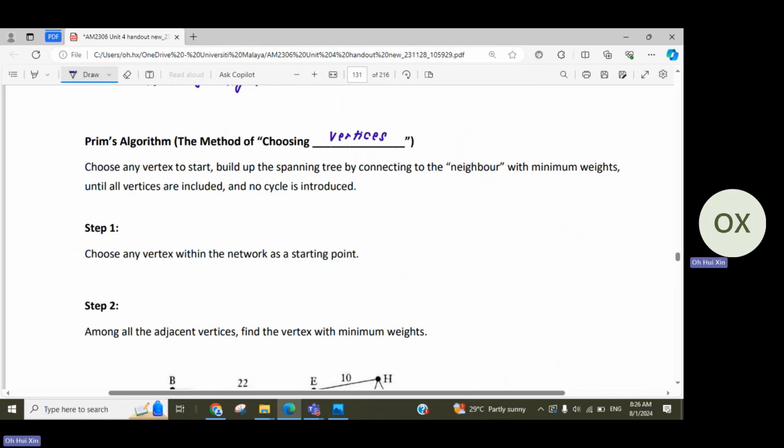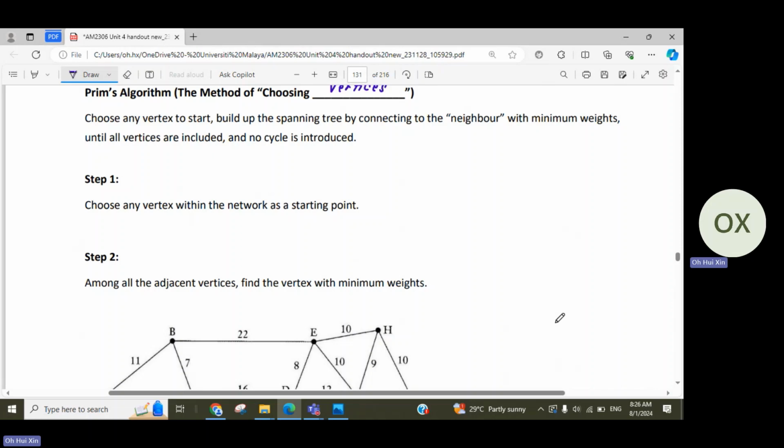Okay, so the idea for the algorithm is that you can choose anywhere to start, then you build up the minimum spanning tree by connecting the neighbor with the minimum weights until all the vertices are included and no cycle is introduced. So you'll keep on doing this until you get the answer. So no worries, we'll go through it step by step so that you are able to have an idea what you are doing. Then when we move on, it's easier for you as well.